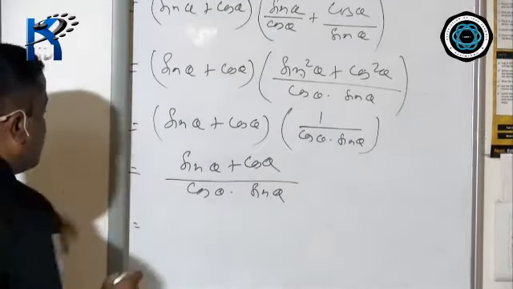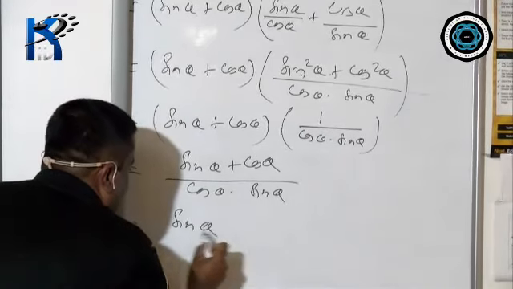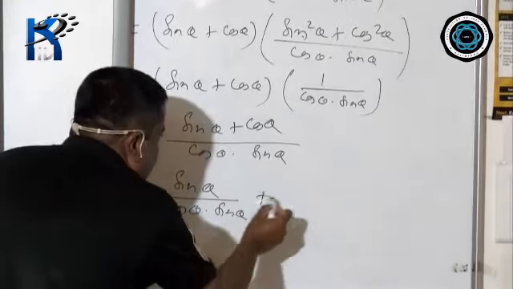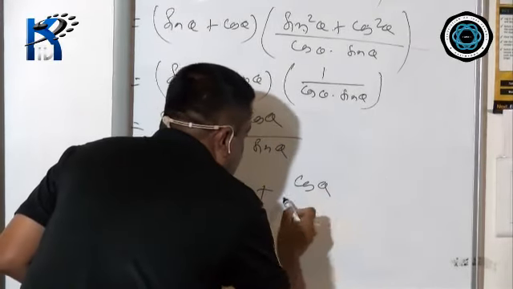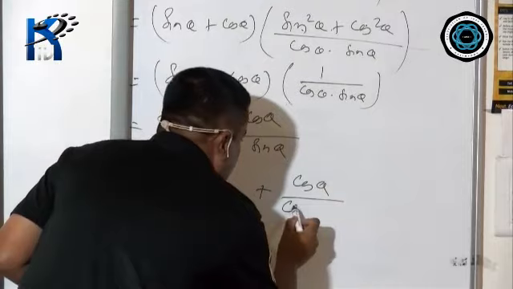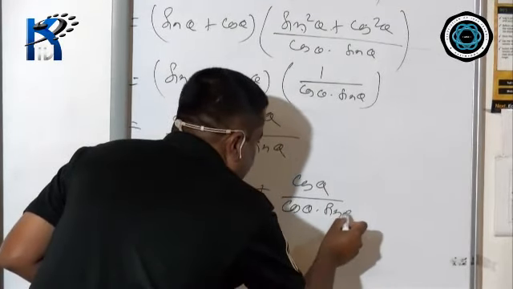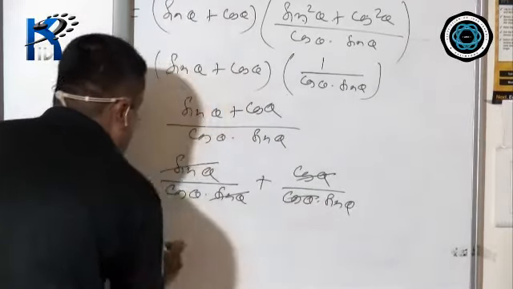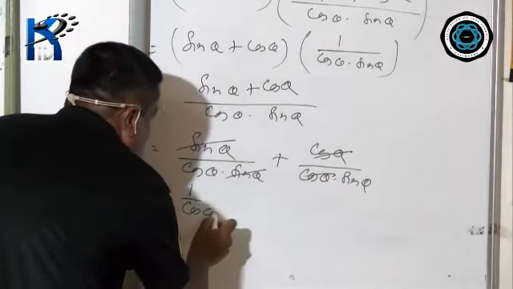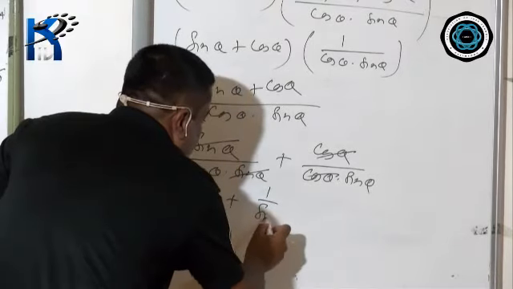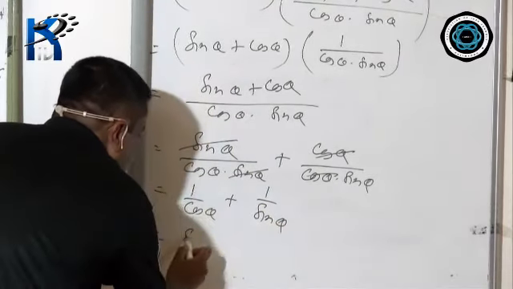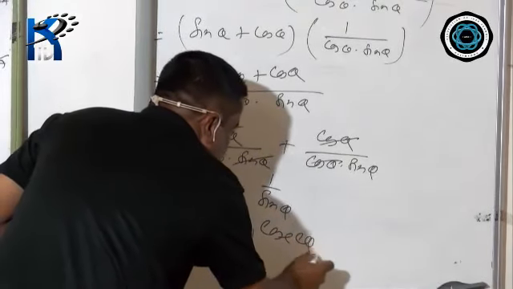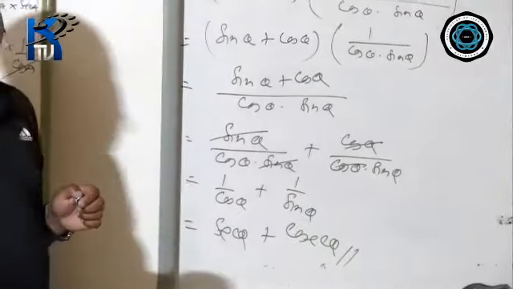Now split it, means write sin theta divided by cos theta into sin theta, plus cos theta divided by cos theta into sin theta. So sin theta cancels, cos theta cancels. So 1 by cos theta plus 1 by sin theta. 1 by cos theta is sec theta plus 1 by sin theta is cosec theta, hence proved.